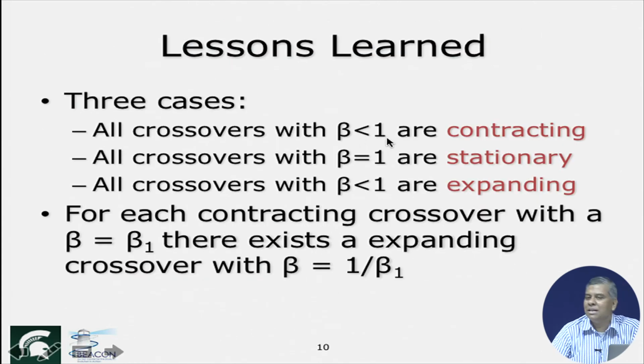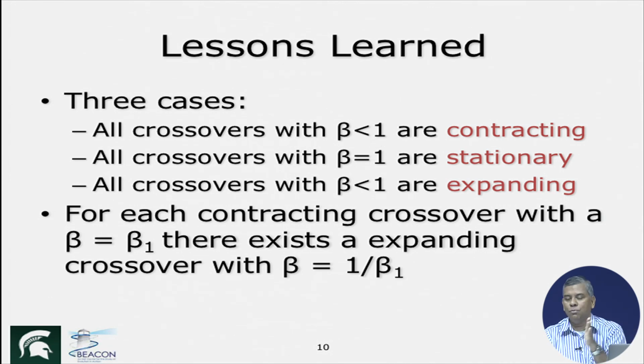Beta less than 1 means your children are inside the parents, in between the parents. We call this a contracting crossover, because your children will have a more contracted space than the parents had. Beta equal to 1 means stationary, you stayed where you are. Beta greater than 1, then you are expanding. Please change that. Beta greater than 1, expanding, you are moving away. And the second property that I said, that when you cross children at the same place, you get the parents back, says that for each contracting crossover, for each beta, so if beta is 0.5, I'm now thinking of a probability of beta, right?